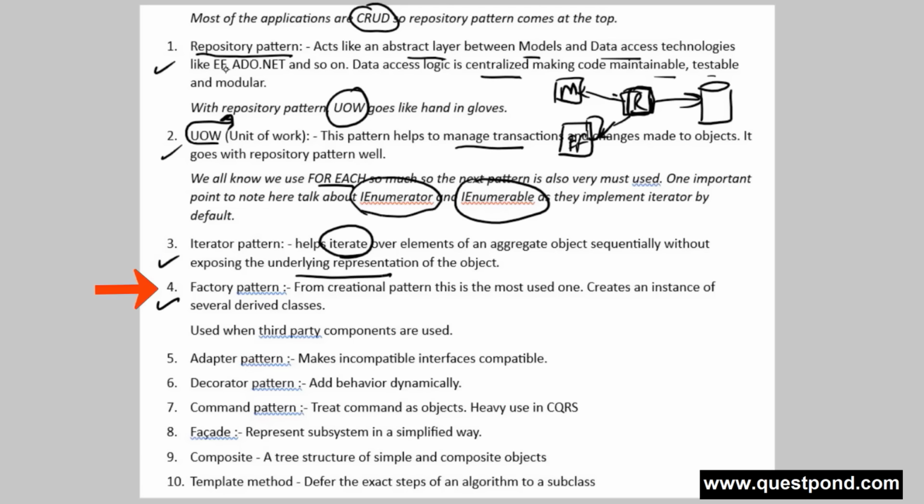The fourth pattern which comes to my mind is factory pattern, a creational pattern, wherein the object creation is centralized, right, and the instance of the creation goes to the derived classes. So this is again the fourth one, right?